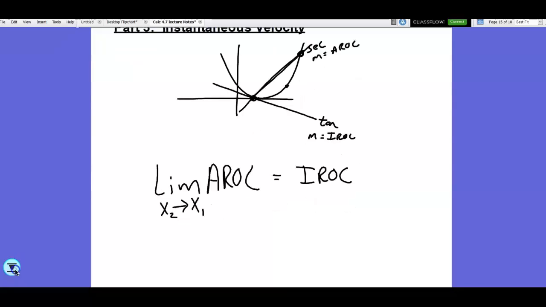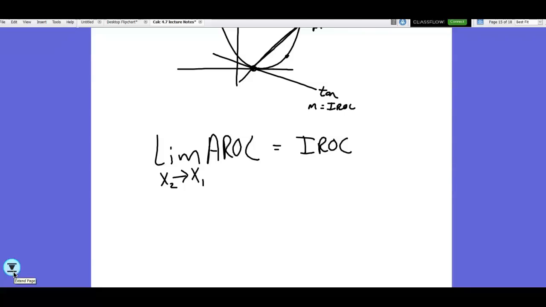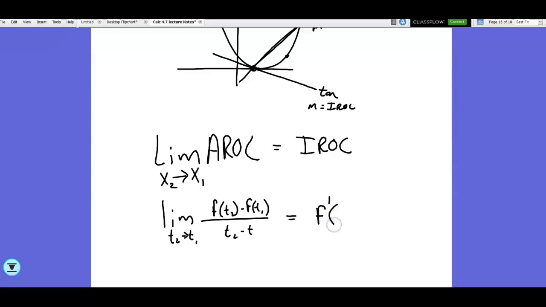All right, so in other words, if you take your average rate of change, which you guys know is f of t2 minus f of t1 over t2 minus t1, and you find the limit of that as your t2 approaches t1, as your second time gets closer and closer to your first time, you end up with the instantaneous rate of change at that time.